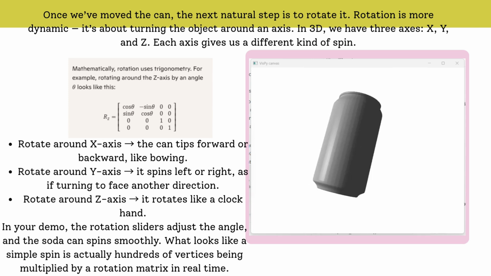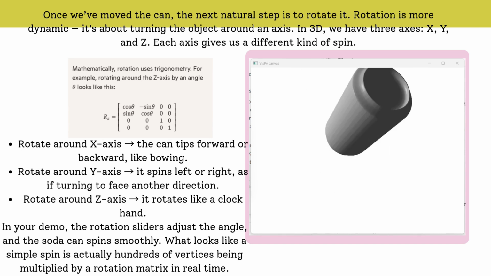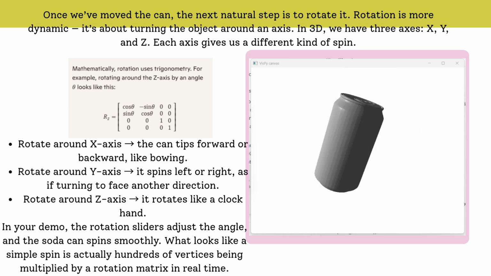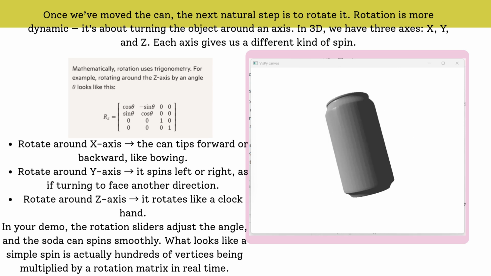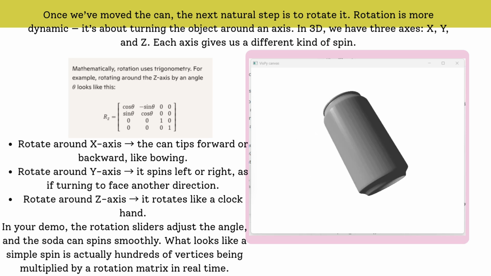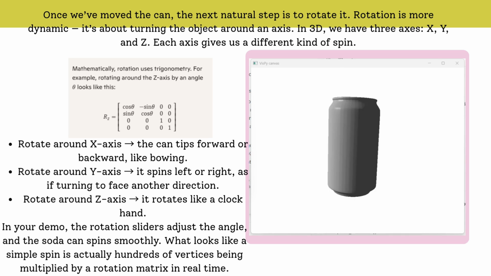Once we move the can, the next natural step is to rotate it. Rotation is more dynamic. It's about turning the object around an axis. In 3D, we have three axes, X, Y, and Z. Each axis gives us a different kind of spin. Rotate around the X-axis, the can spins forward or backward like bowing. Rotate around the Y-axis, it spins left or right as if turning to face another direction. And rotate around the Z-axis, it rotates like a clock hand.